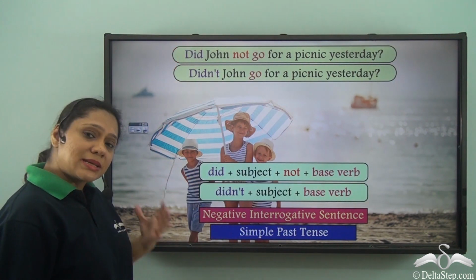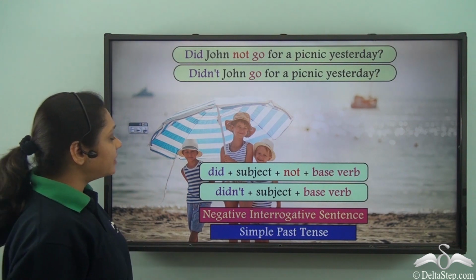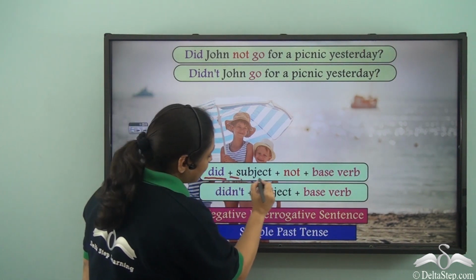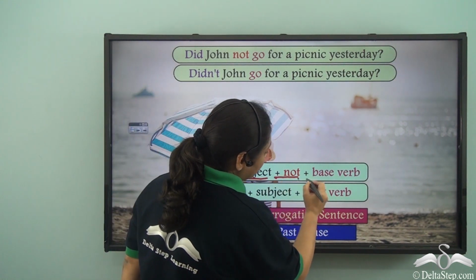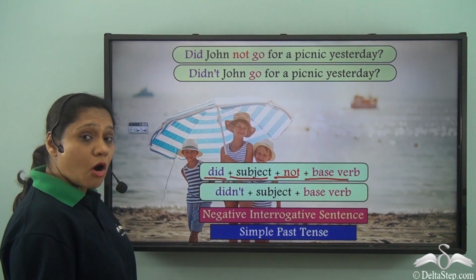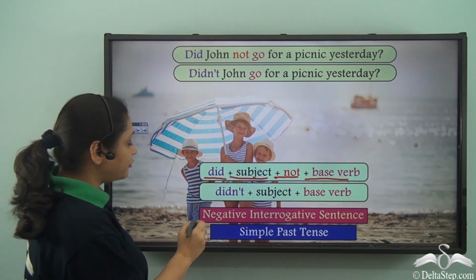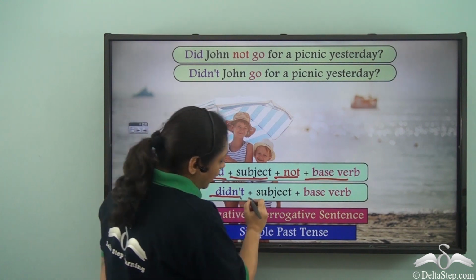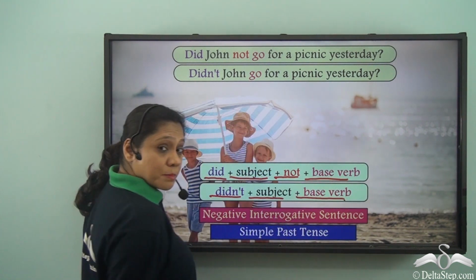So the sentence can take two forms. It can either use did followed by the subject and then not followed by the base verb, or it can use the contracted form which is didn't followed by the subject and then the base verb.